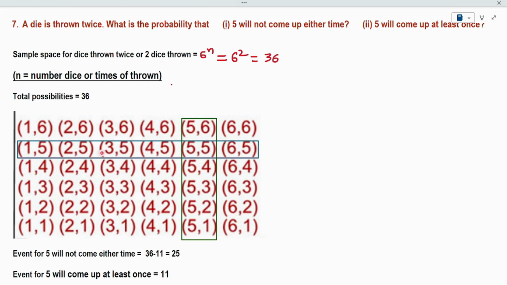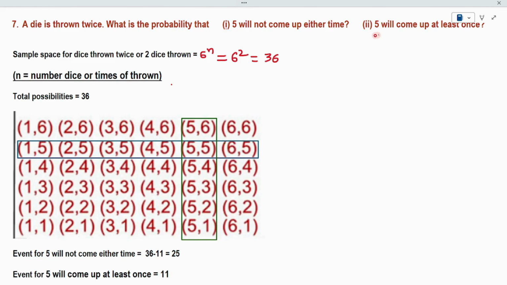See here, 1 5, 2 5, 3 5, 4 5, 5 5, 6 5. All these results have included the 5. So I need to remove these. Why? Because as per the condition, 5 will not come up either time. So 5 should not be there in the possibilities. Then come to 5 6, 5 4, 5 3, 5 2, 5 1. See, in these results also 5 is included. So I need to remove these also. Total this 6 and this 5. These 25 results are the event for 5 not coming either time.